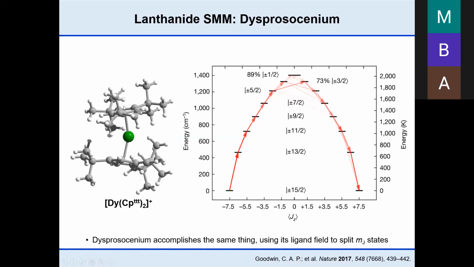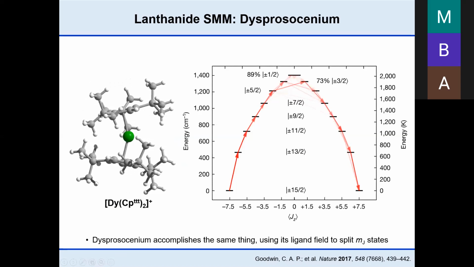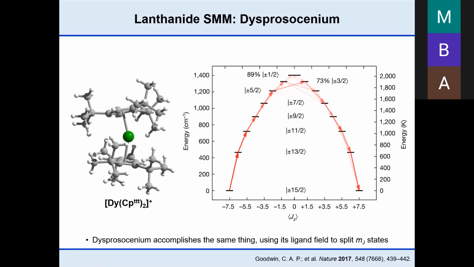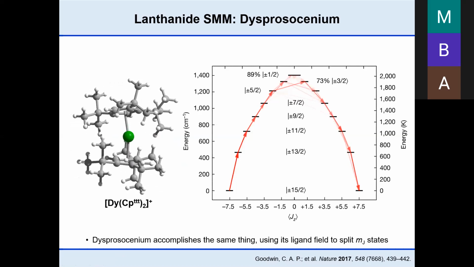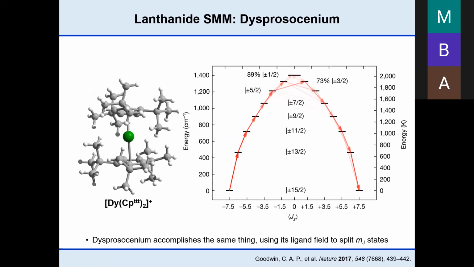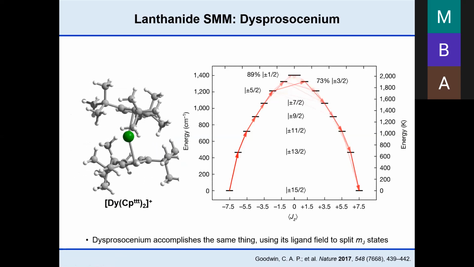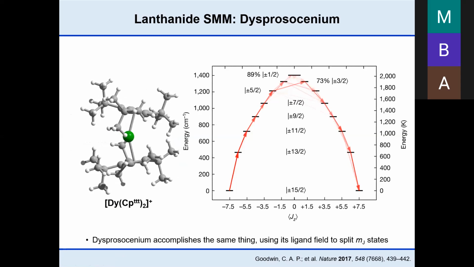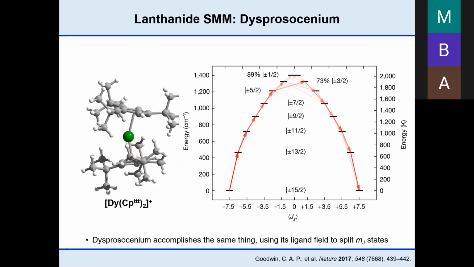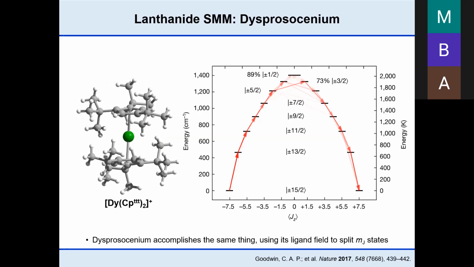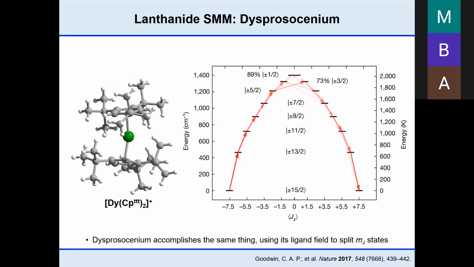And while the 4f orbitals are really compact and aren't really affected by the presence of ligands, the M sub J states of the lanthanides, which are the coupled total moment states of the lanthanides, have different electron distributions associated with them, and so they split due to the presence of the crystal field.